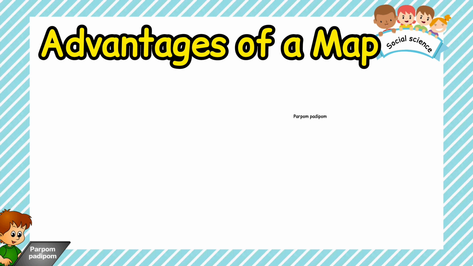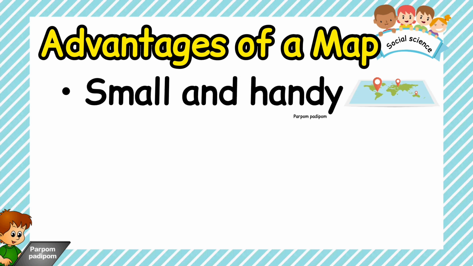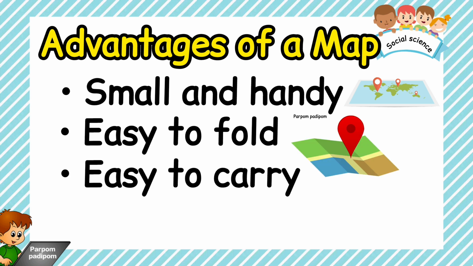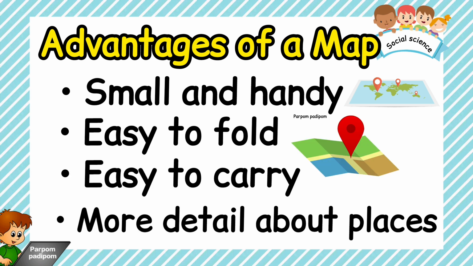Maps have some advantages over globes. They are small and handy. They can be folded and carried easily to different places. Maps show small areas in great detail, while a globe only shows what the Earth actually looks like.